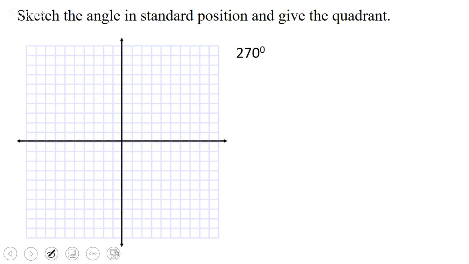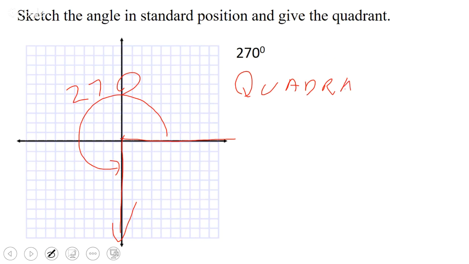270. Well, 270, it's one of the quadrantal angles. So here's my initial position. Here is 270. So that's 270 degrees. And it's not in a quadrant. It's actually a quadrantal angle. It's quadrantal, and it's on the y-axis.